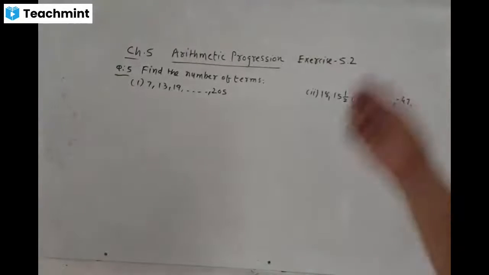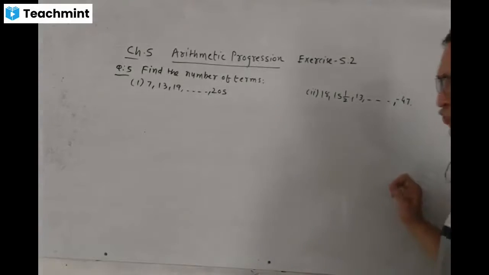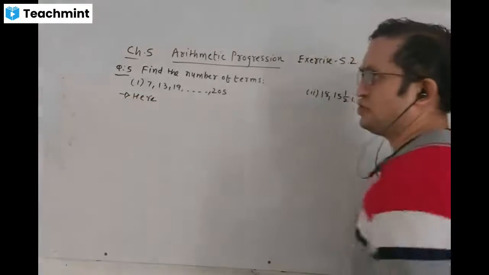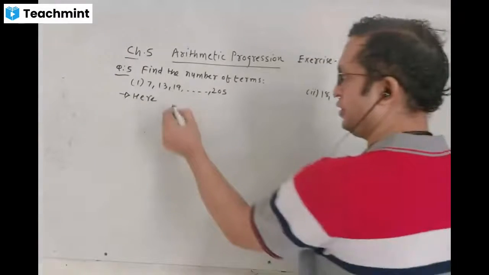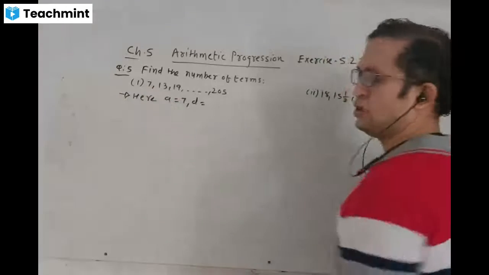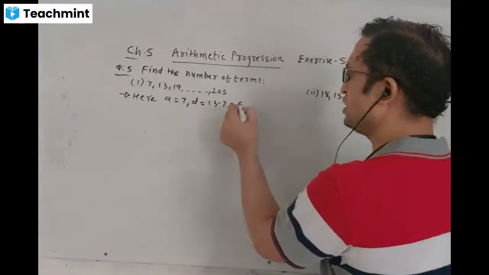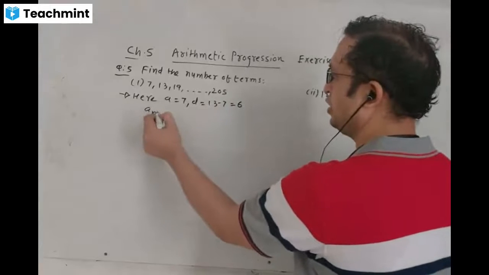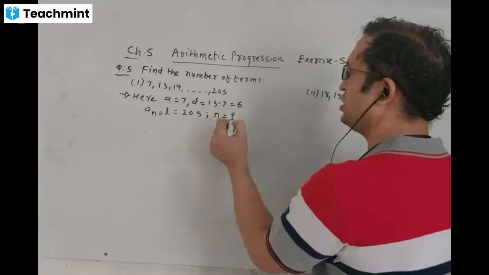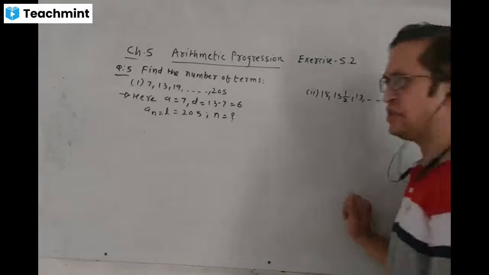Any doubt? Here in this question, find the number of terms. Means find N. Here in this question, A is equal to 7. First term A is equal to 7. Common difference D is A2 minus 7, that is 13 minus 7, that is equal to 6. And the last term AN, otherwise L, that is equal to 205. And N is equal to question mark, which is to find the number of terms. Number of terms means N.